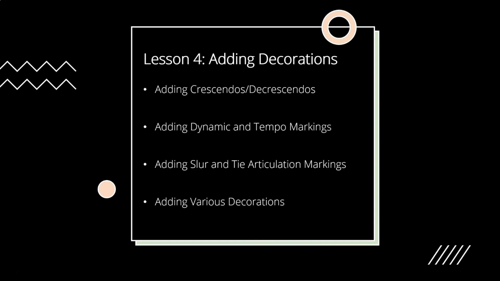So just a very quick recap, in this lesson we went over adding decorations, adding crescendos and decrescendos, adding dynamic and tempo markings, adding slur and tie articulation markings, and just adding various decorations. I strongly encourage you to go back, tinker with all of these. There are so many. Get yourself familiar with them. Get yourself familiar with the ones you use the most within your class or within your music, and that'll set you up very nicely for when you have to do this on your own.